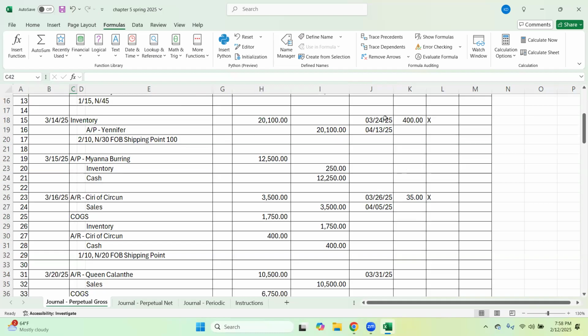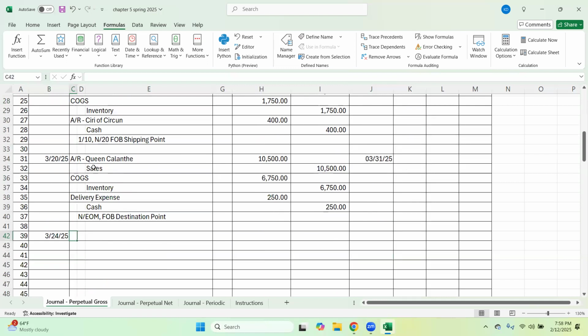We still have to take into consideration FOB shipping point. Okay, pay attention. We cannot take the 2% off on that $100. So again, it's only that 20,000. Remember, I calculated that correctly up there. Okay, so let's go ahead and pay that.